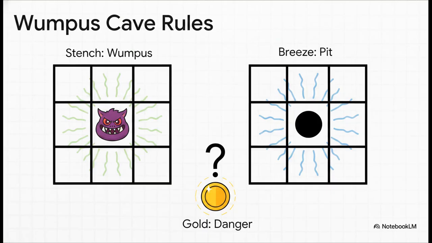Since the agent can't see the dangers ahead of time, it relies entirely on its perception in its current square. And the physics of this cave are incredibly strict. If the agent is in a square directly next to the Wumpus, it will perceive a stench. If it's next to a pit, it's going to perceive a breeze. And the gold itself, well, that could be completely surrounded by these dangers. The agent absolutely must use these environmental clues, the stenches and the breezes, to logically deduce which adjacent squares are safe to step into and which ones mean certain doom.